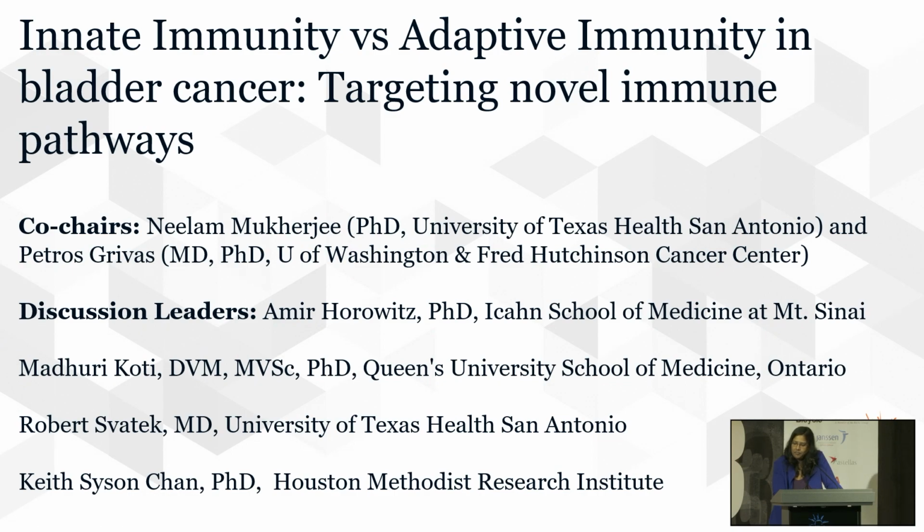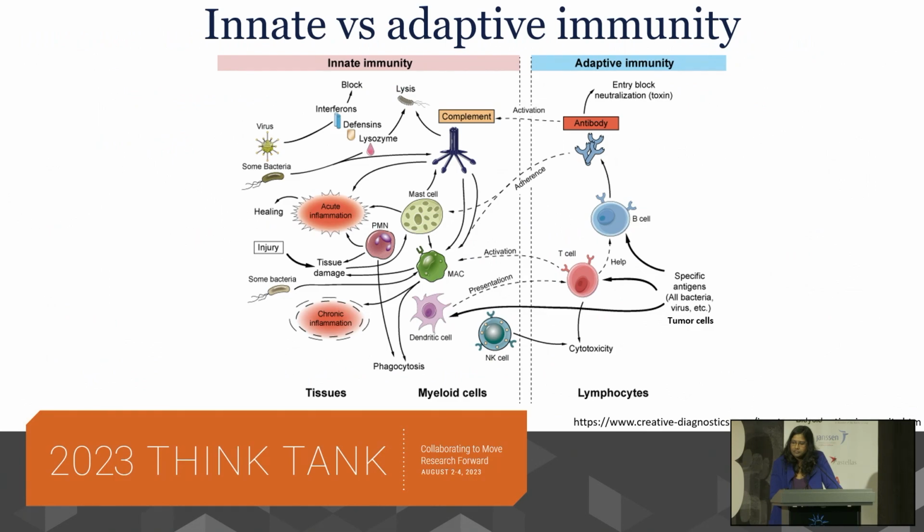But before we get to the talks, I wanted to give a very brief introduction to the topic. So immunity classically is divided into innate and adaptive immunity. Innate immunity is considered the first line of defense, and it consists of cellular and biochemical barriers that are in place even before infection or tumor develops, so that it can respond very rapidly to the stress, whether it is infections or tumors.